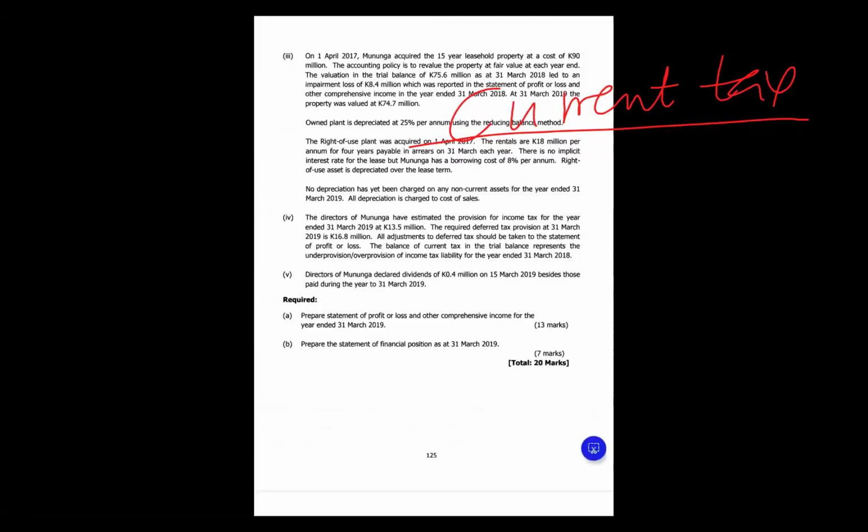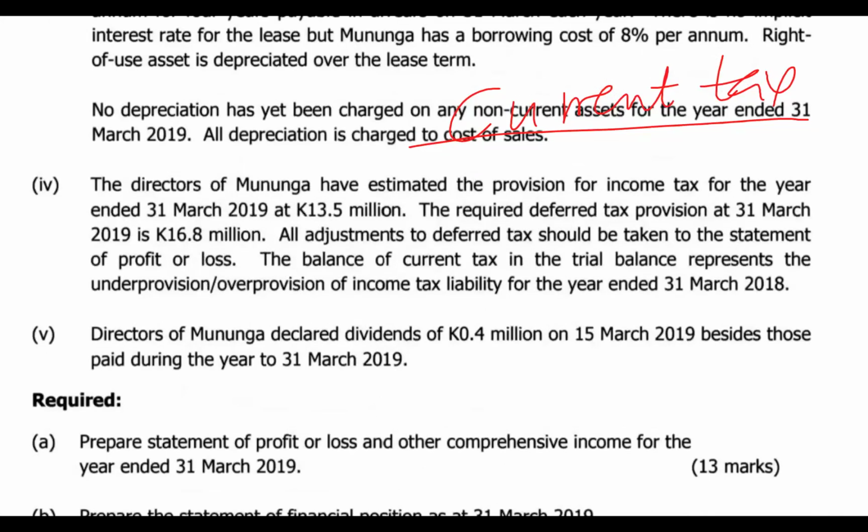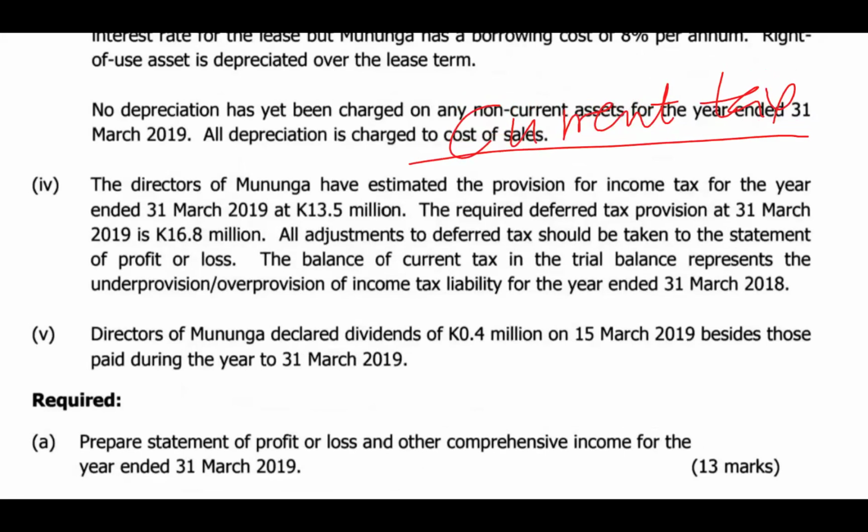Here is additional information number 4. And listen carefully so that you understand what we are talking about. It says that the directors of Mununga have estimated the provision for income tax for the year ended 31st March 2019 at 13.5. So there is the provision of 13.5 at the beginning of the period.